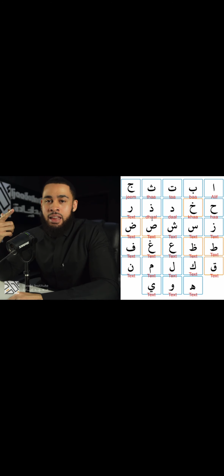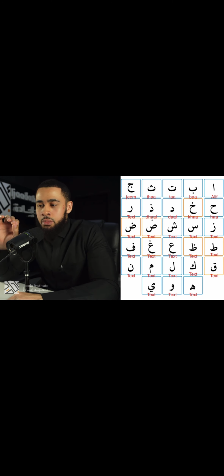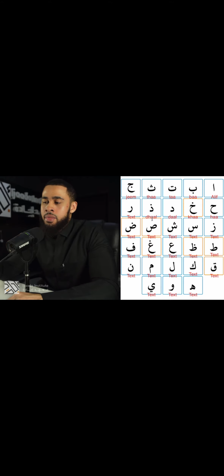So dhal, you get the vibrant sound at the beginning. Dhal. So look at the shape. Dal. What's the difference here? Dal and dhal look exactly the same, but dhal has a dot on the top. So pay attention to that.